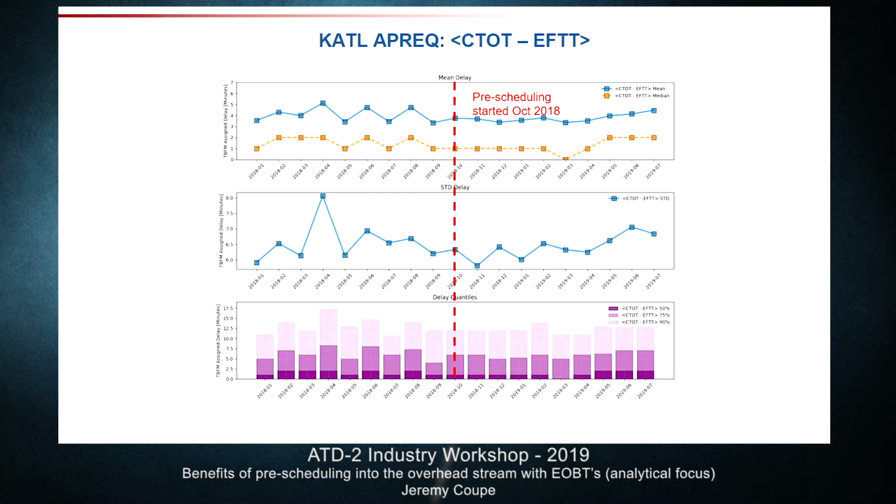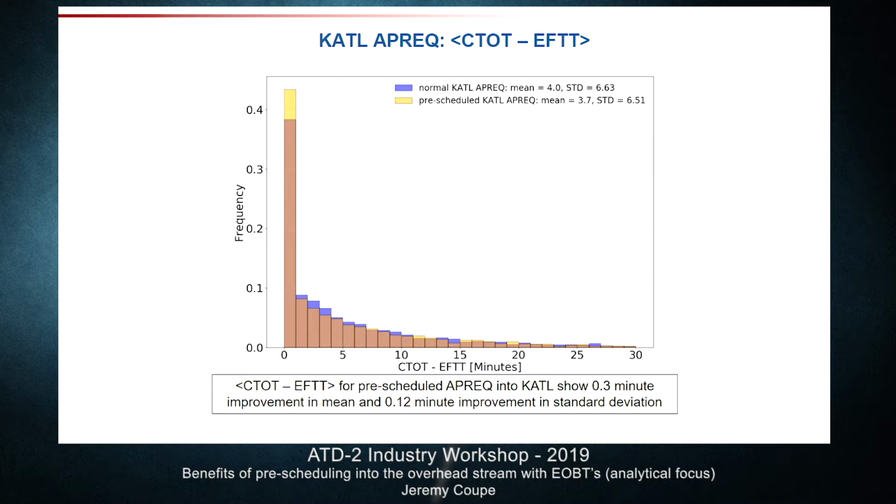We said, well, let me look at the histogram just to double check that I'm not going crazy here. So again, this is that TBFM assigned delay component. And what do we see here as well? We do see a slight reduction in the amount of delay that TBFM is passing back to us, from 4 minutes down to 3.7 minutes, but the standard deviations are almost the same. And so again, we scratch our head and say, I'm not really sure how this makes sense.